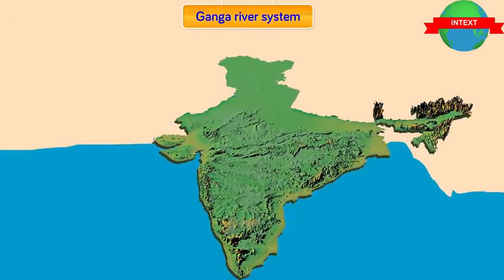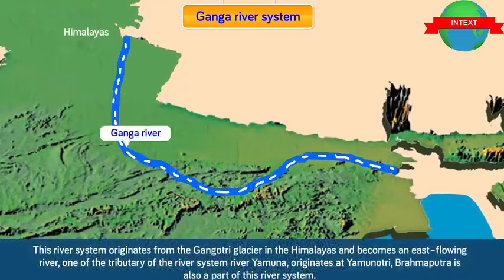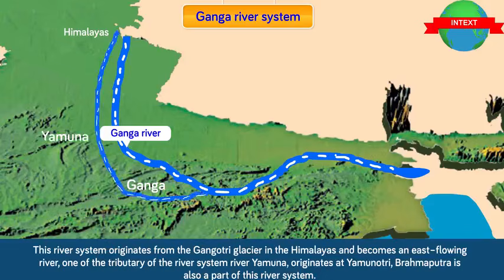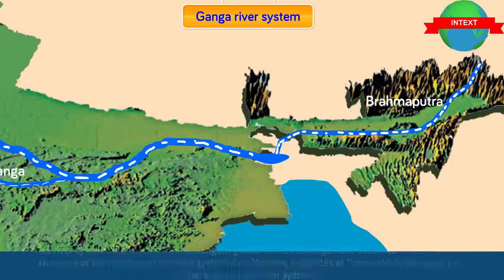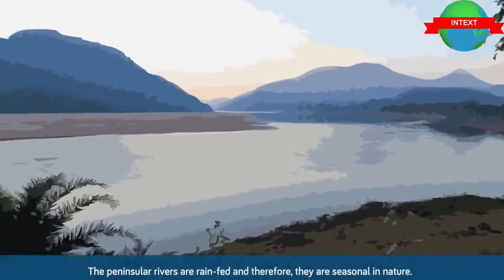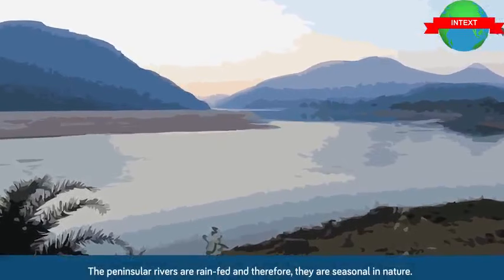B. Ganga river system. The river system originates from the Gangotri glacier in the Himalayas and becomes an east-flowing river. One of the tributaries of the river system, river Yamuna, originates at Yamunotri. Brahmaputra is also a part of this river system. The peninsular rivers are rain-fed and therefore they are seasonal in nature.